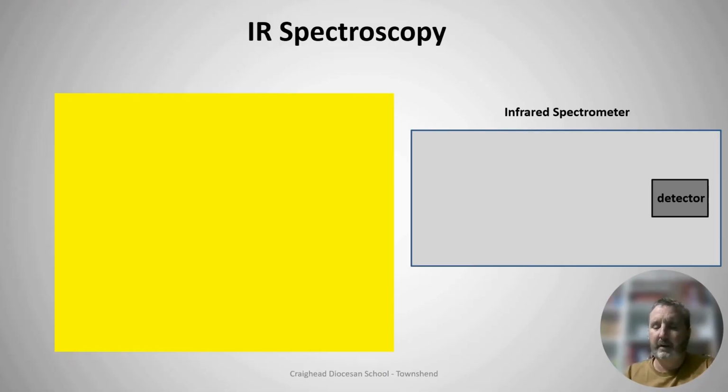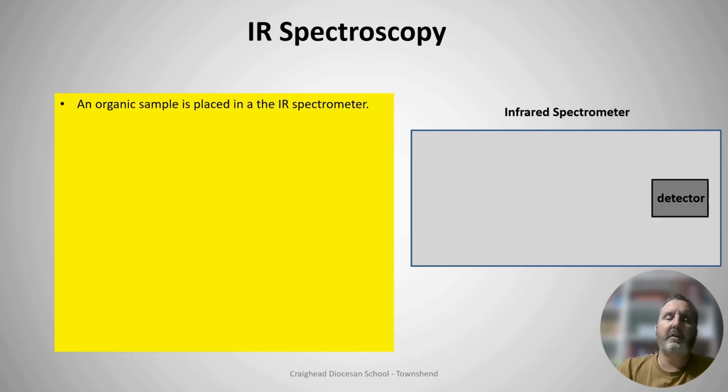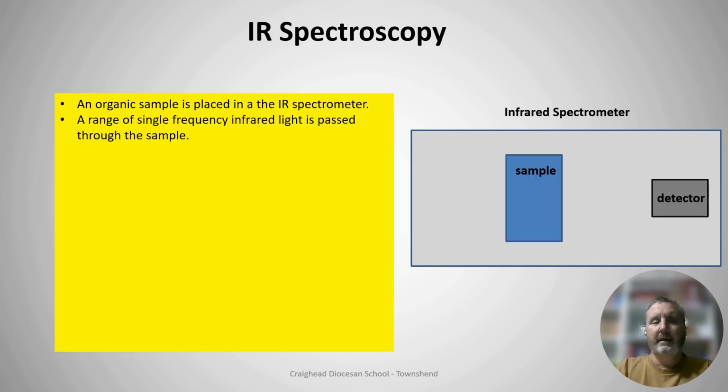Infrared spectroscopy. What happens in infrared spectroscopy? Well, the first thing we do is we take a sample and we put it in an infrared spectrometer. An infrared spectrometer is a machine that produces different frequencies of light rays in the infrared region. That's the region of electromagnetic radiation that is just to the other side of red light. That's why it's called infrared. And we take different frequencies and we pass them through the sample.